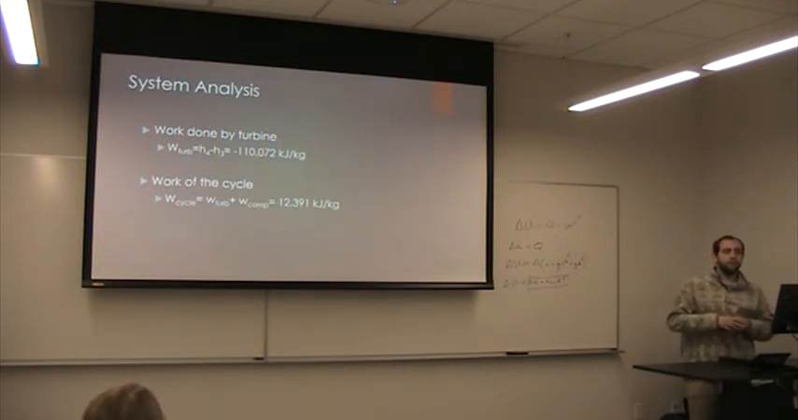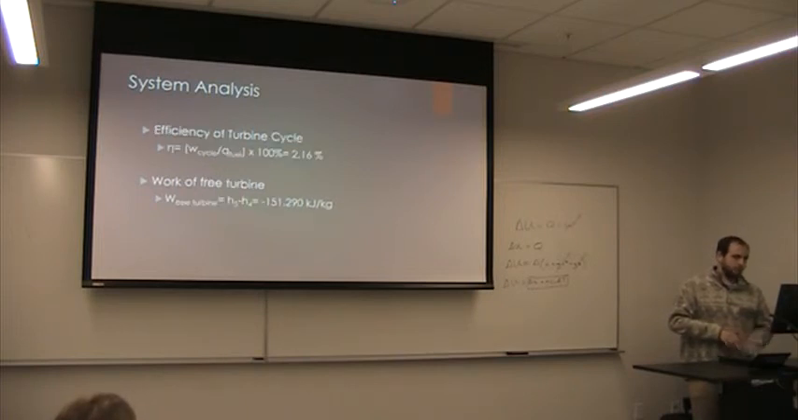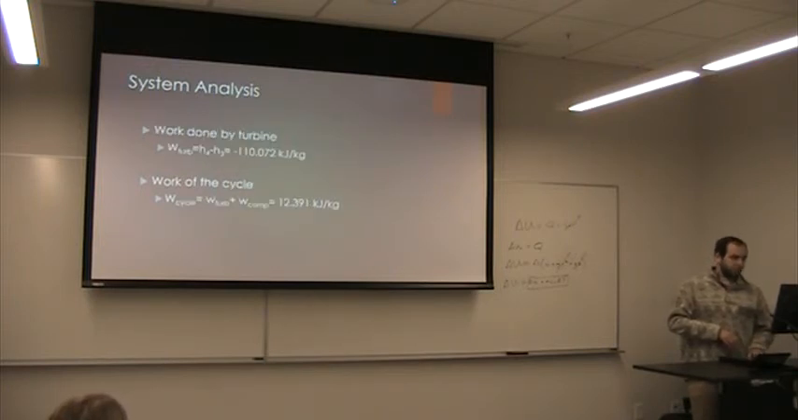Okay, that's fine. But your work on the cycle is negative, right? Not positive. And your efficiency is negative or something. Yeah, the work of the cycle was positive. How? Because 110 for the turbine and compressor was 120, right? The work of the cycle should be negative 12. I guess I'm in error. It should be positive.